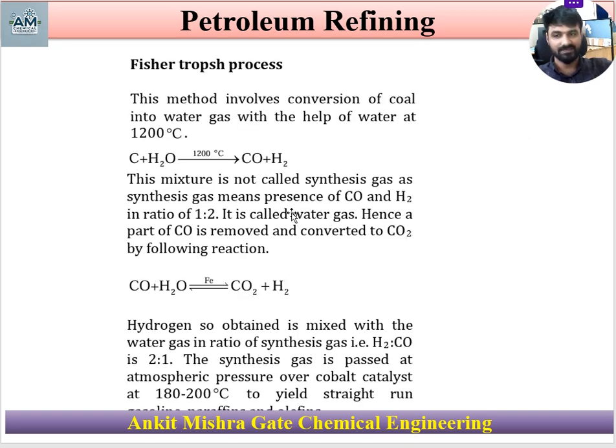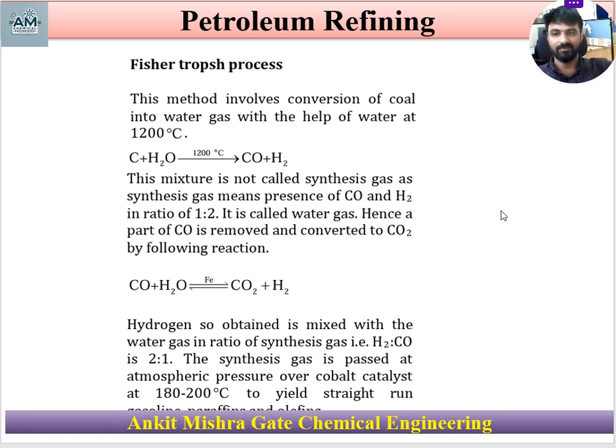Next is the Fischer-Tropsch process. That is also a very important process for petroleum refining. So here you can see this method involves conversion of coal into water gas, right, with the help of water at 1200 centigrade. So coal will react with water at 1200 centigrade. This will produce CO plus H2, and this mixture is not called synthesis gas. Synthesis gas means that the ratio of CO and H2 will be 1:2. So if CO to H2 is 1:1, then that is called water gas. And if the CO and H2 ratio is 1:2, then that is called synthesis gas, right?